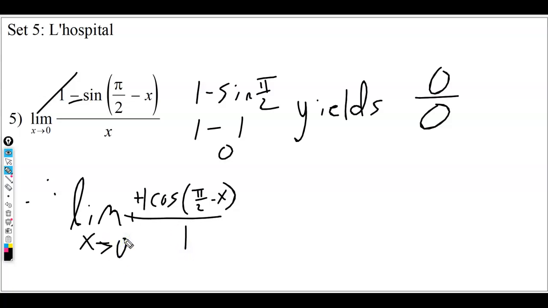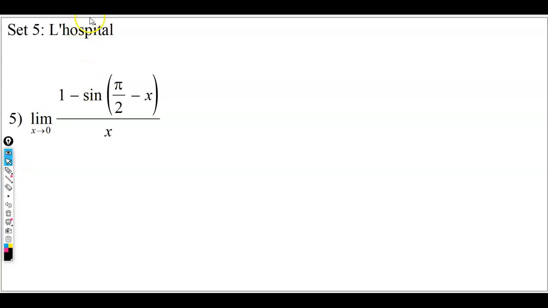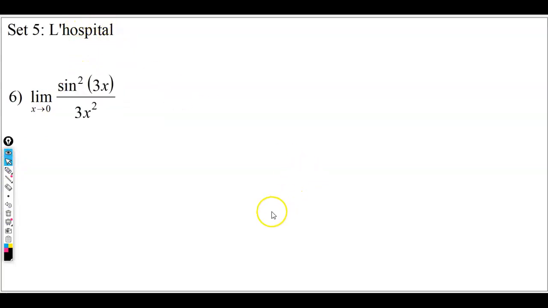So now we're going to go ahead and try plugging in 0 again. So now if I plug in 0, I end up with cosine of pi over 2, which is 0. And we're done. So direct substitution gives me an indeterminate form. So I took the derivative of the top, took the derivative of the bottom, did direct substitution again, got 0. All right, moving on to another one. This one's the same kind of problem. Just another example if you want to see one.